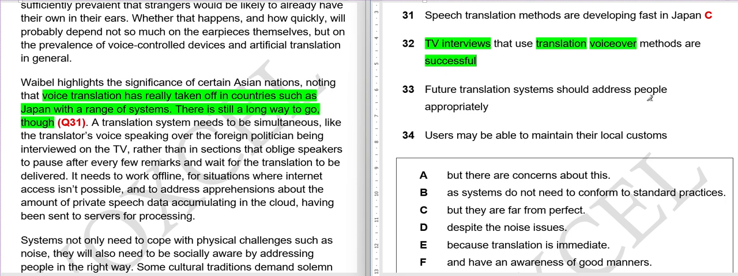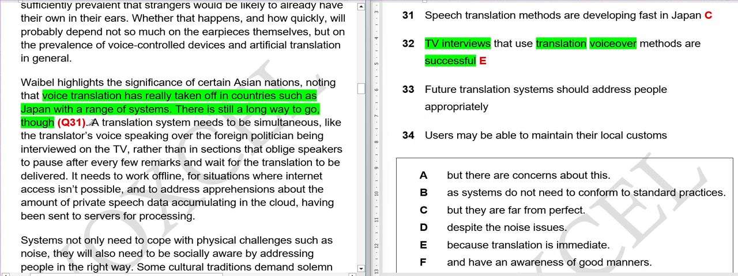Okay, time's up. And our answer to this is, let me write it here, option E. It was quite easy. So I will tell you where it is written. Here they're saying TV interviews that use translation voice methods are successful. They are, if you like, write A, but there are concerns about this. There is nothing about that. I will tell you where it is written.